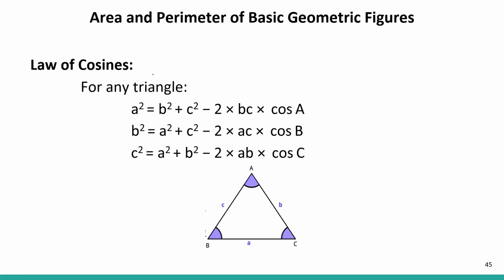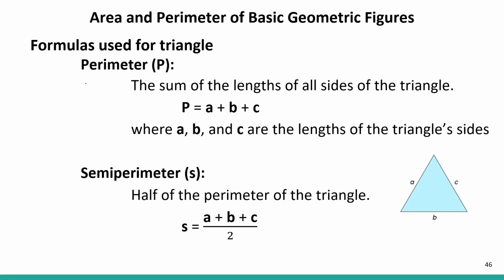So let's see what the law of cosines is. If you are given a triangle with side lengths A, B and C, then A square is equal to B square plus C square minus 2 into BC into cos A. B square is equal to A square plus C square minus 2 into AC into cos B. C square is equal to A square plus B square minus 2 into AB into cos C.